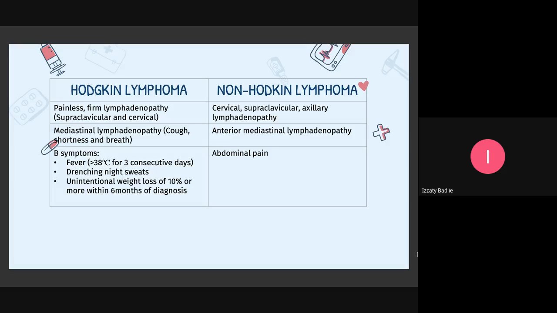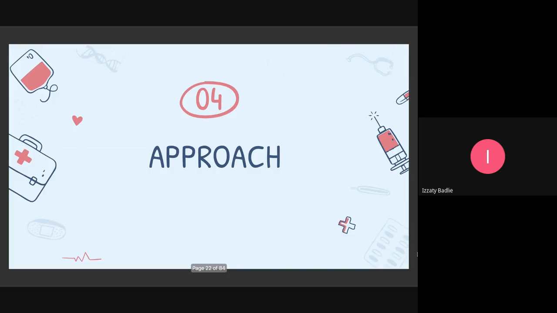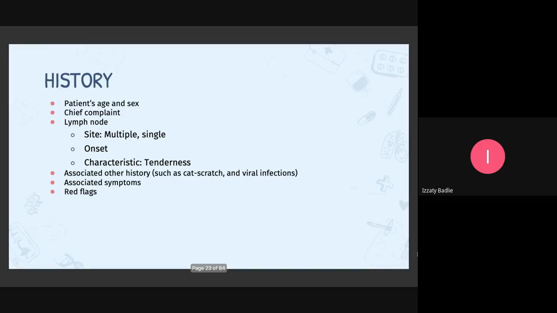So how to differentiate between Hodgkin lymphoma and non-Hodgkin lymphoma? For Hodgkin lymphoma, the characteristic is the Reed-Sternberg cell. So next, we move on to the approach to a patient with lymphadenopathy.